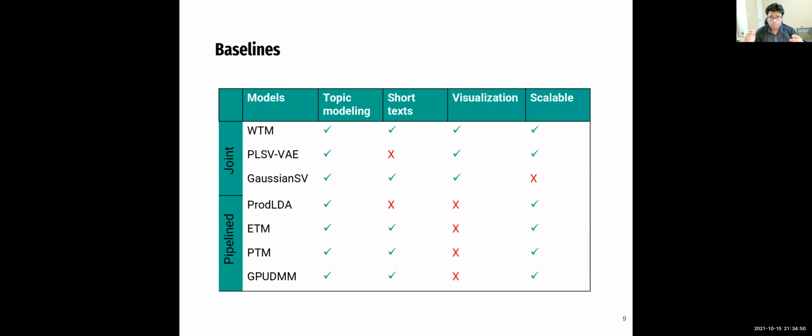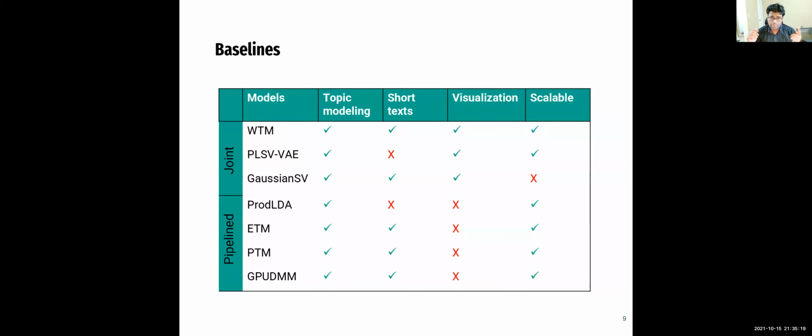We compare our model with 6 different baselines: PLS3, Gaussian S3, probability, ETM, PTM, GPU, DMM. Of course, all the models do topic modeling. But for short text, we only have WTM, Gaussian S3, ETM, PTM, and GPU, DMM. These can do short text topic modeling. For visualization, we have WTM, PLS3, and Gaussian S3. These are joint models, so they can do topic modeling and visualization at the same time.